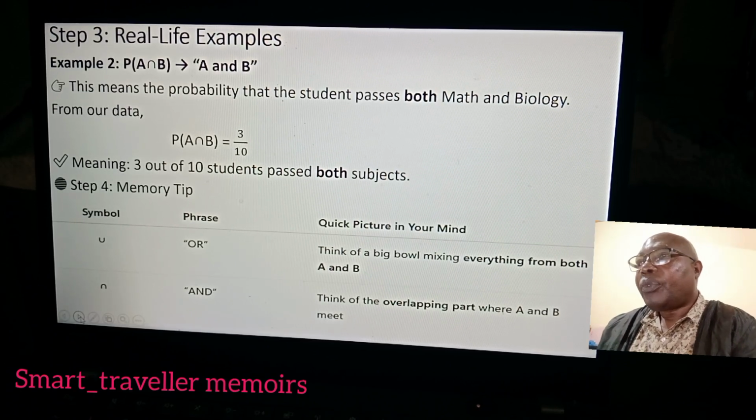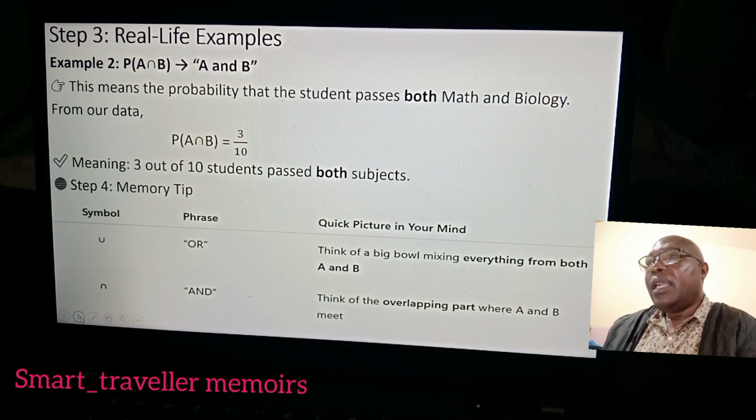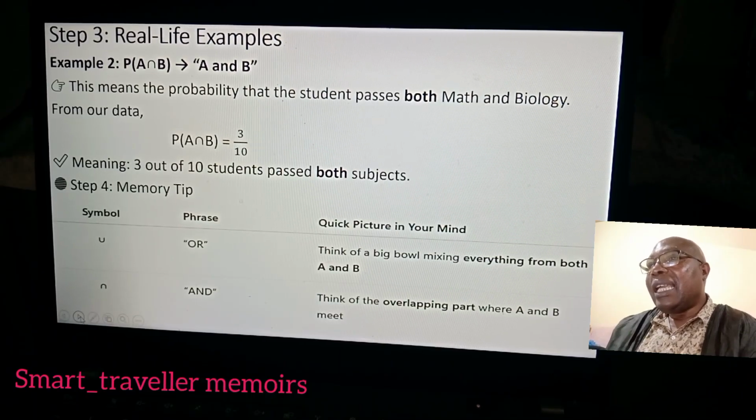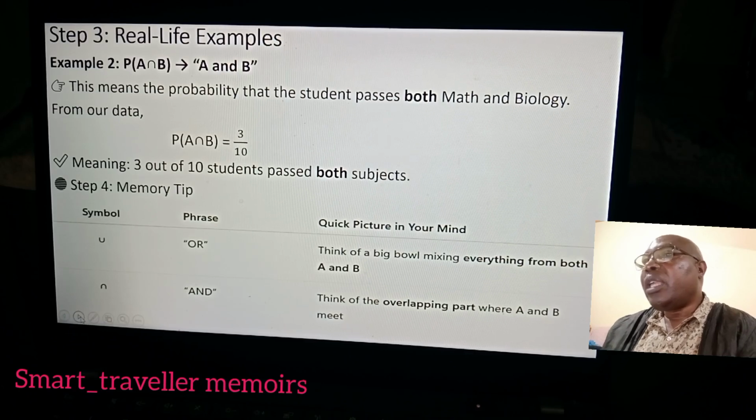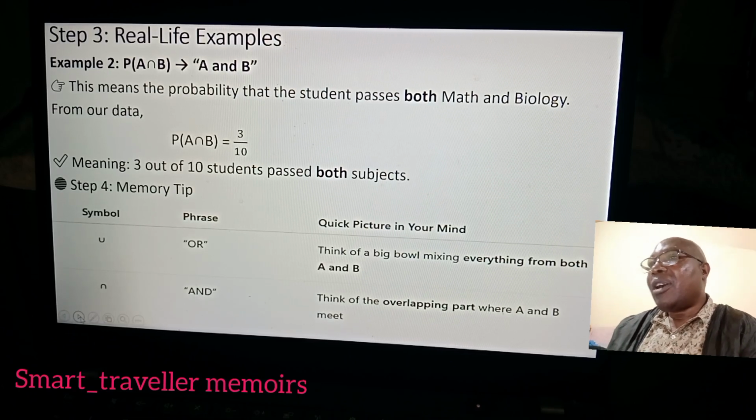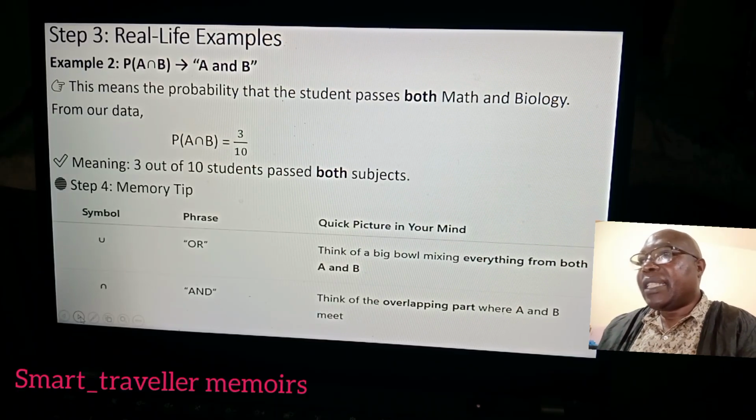Example 2. P(A intersection B) implies A and B. This means the probability that the student passes both maths and biology. And from our data, P(A intersection B) is equal to 3 over 10, because there are only 3 students who did maths and biology. Meaning 3 out of 10 students passed both subjects.